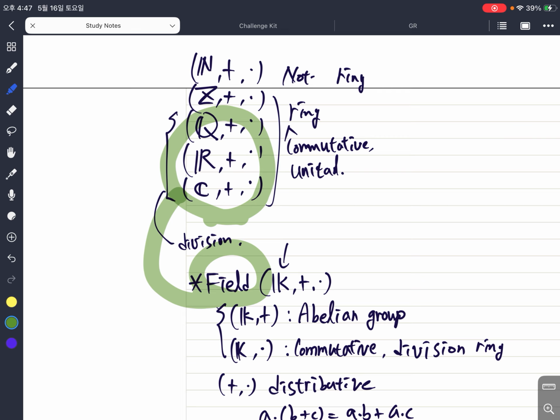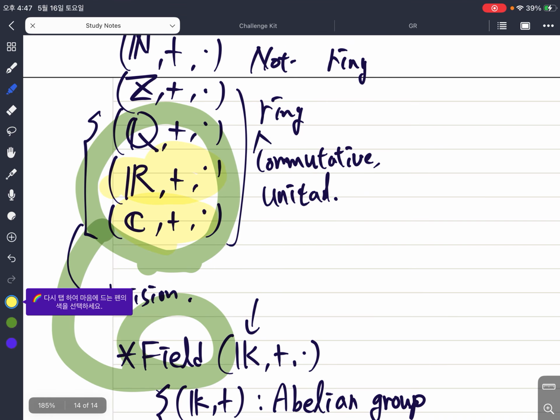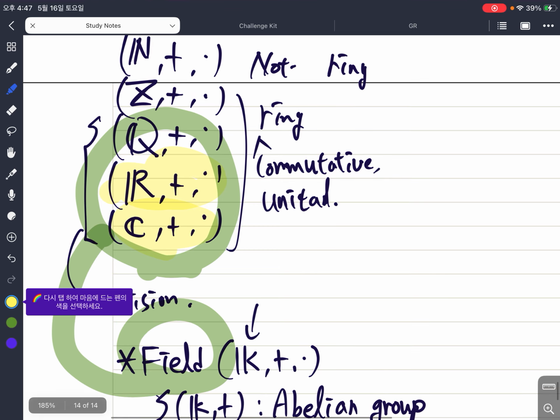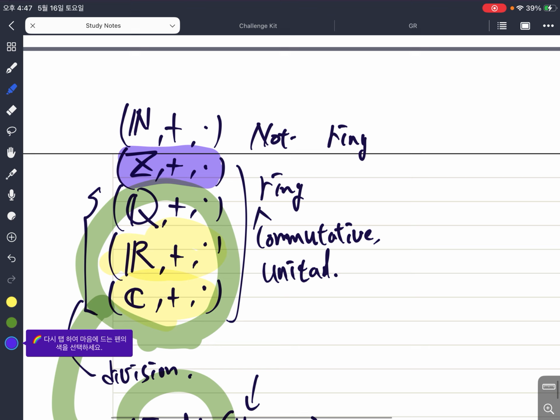Why do I tell this? Because I want to tell what a field is. Rational numbers, real numbers, and complex numbers are the most important numbers, and they are fields. If you say just "number", it is usually a field, because you are treating real or complex numbers in physics or astronomy. Sometimes you have to treat integers. In that case, it is not a field.